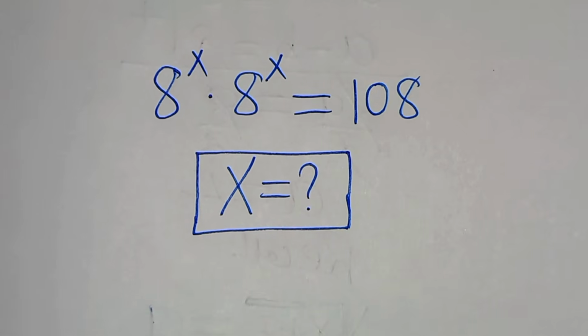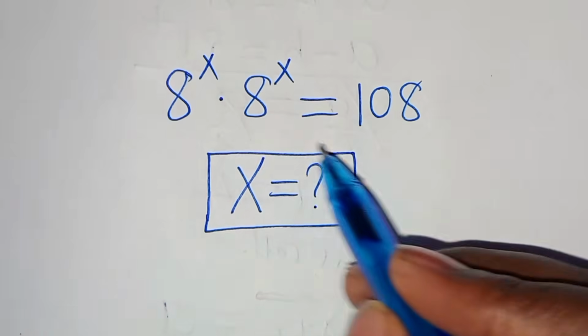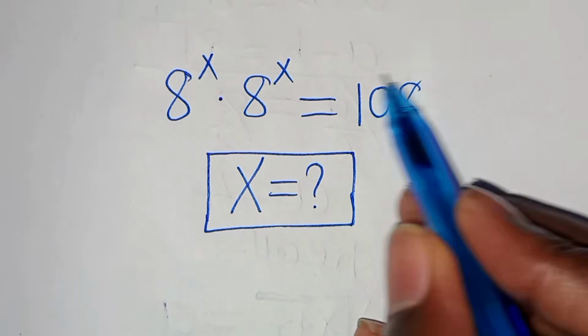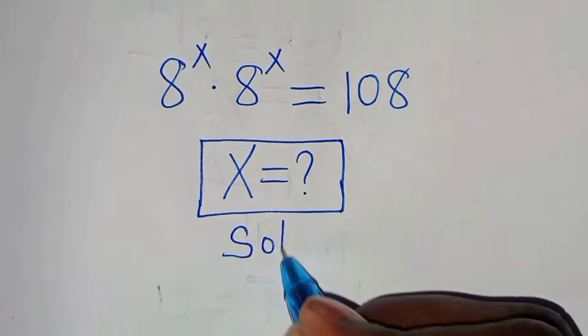Hello everyone, you're welcome to solve this nice exponential equation, which is 8 to the power of x times 8 to the power of x. This is equal to 108. So what is the value of x? Now let's provide a solution from here.